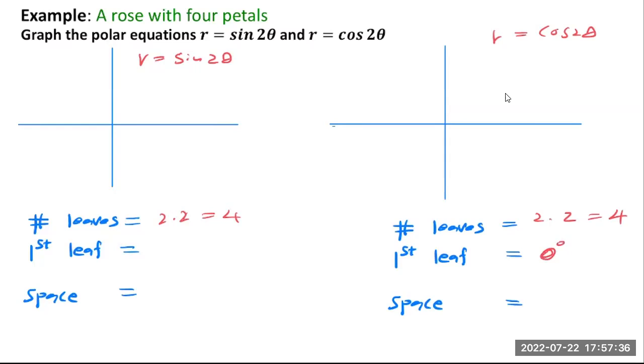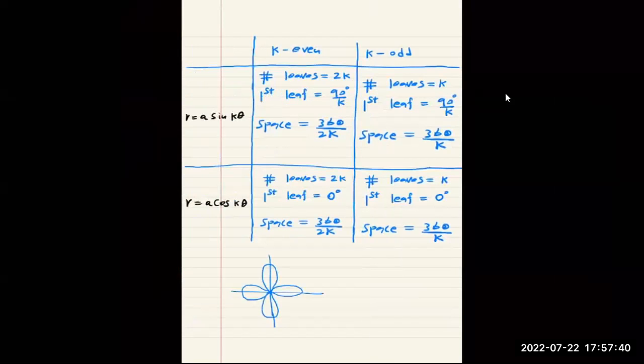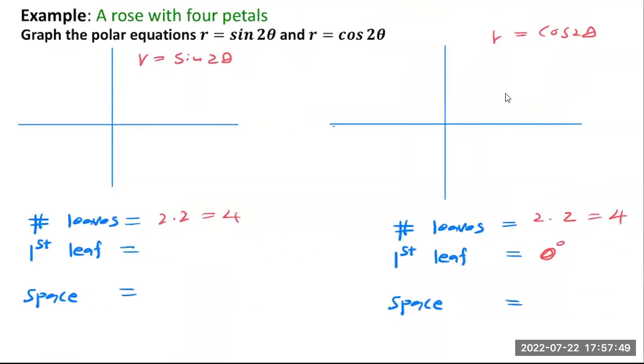0 degrees. Okay, when I say 0, it's 0 degrees. In the case of sine, where is the first leaf? In the case of sine, the first leaf is at 90 divided by k. K is 2 in our case. So it is 90 divided by 2, which is 45, or pi over 4.